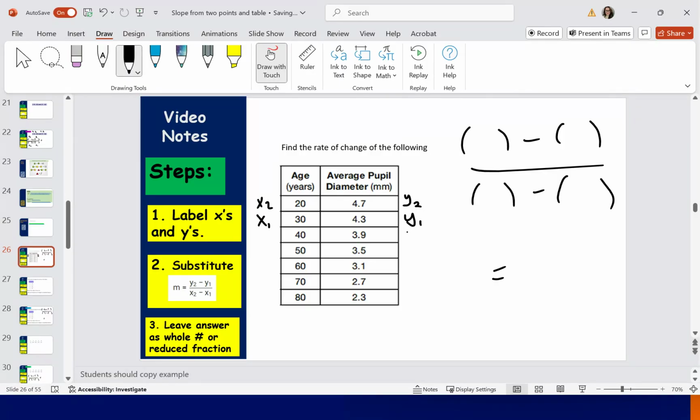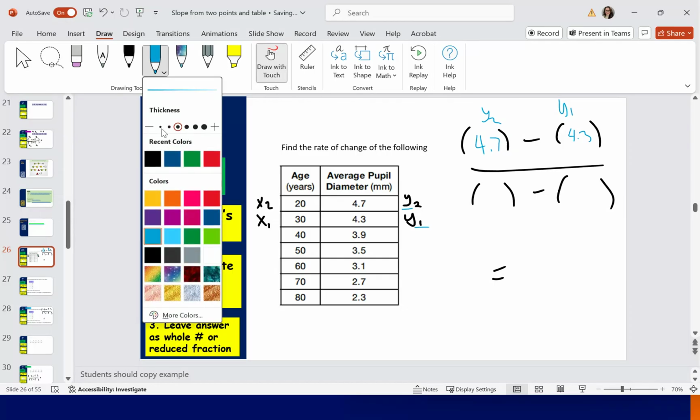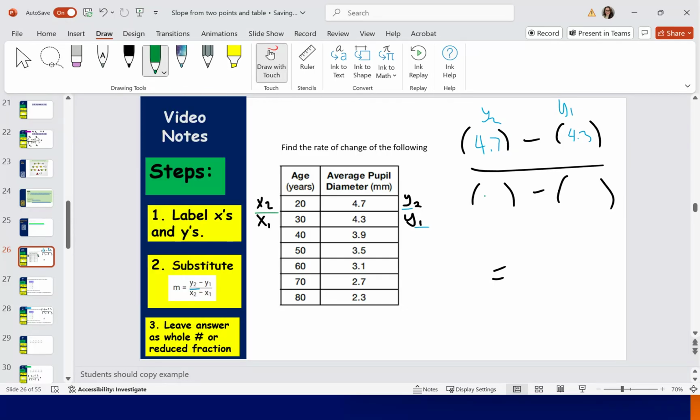Okay, so those would be my 4 points, and then I just fill it in exactly as we see it. So we have y2, which is our first point that goes up here, that is 4.7. And then we have y1, which is the next one, 4.3. And then looking at my x's, the top one that I have is x2, so I'm going to put 20 here, pretend that's a 2. And then I'm going to do the same thing for x1, looking at that next point, which is 30.